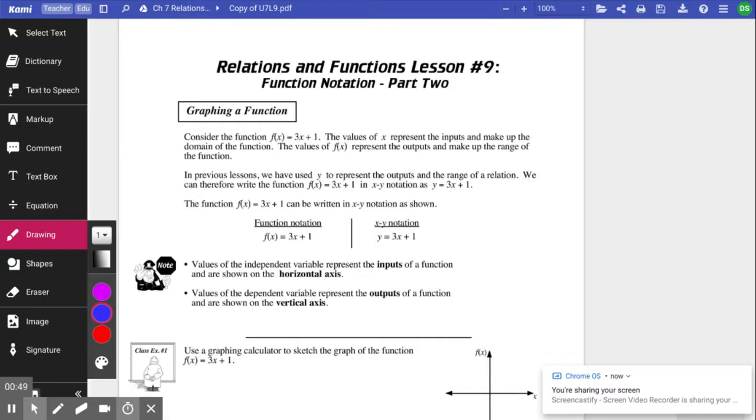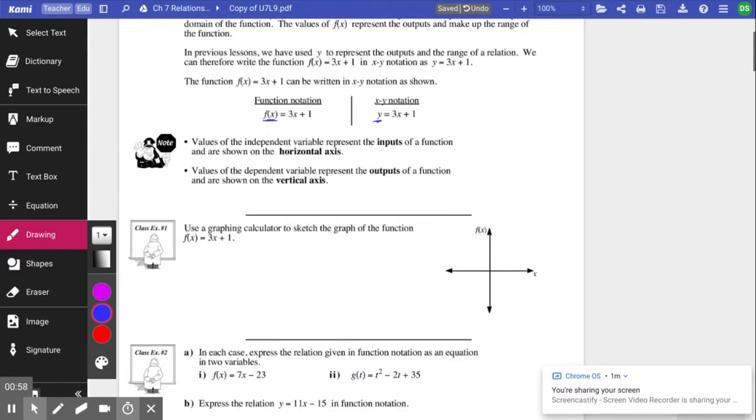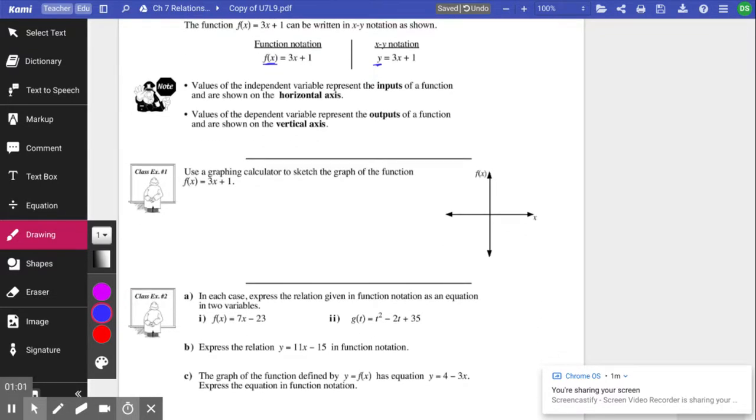So the function f of x can be written in xy notation. So all you're doing is replacing this f of x with a y. That's it. Once again, little stop sign guy reminds you one more time that the independent is the input, which is on the horizontal axis. We know a couple more words to go with this. They are the domain and the x variable. And the same thing with the value of the dependent. The dependent is the output, the vertical axis, also known as the range, and the y variable.